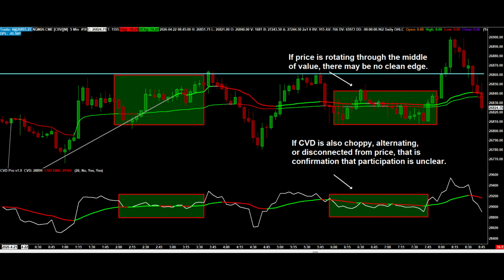Professionals do the opposite. They wait for the auction to move toward an extreme. They wait for acceptance or rejection. They wait for CVD to confirm participation or reveal a trap. No trade is a position, especially in futures, especially in NQ and ES. Capital preservation is part of the edge.